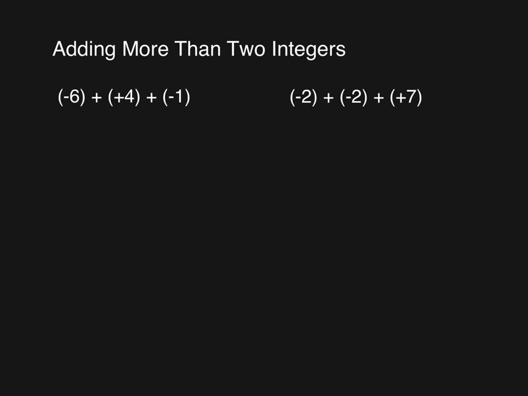Okay, and finally, we're going to be adding more than 2 integers. Now my order of operations simply tells me to go from left to right across the problems, adding and subtracting as I see. Now we're not doing any subtracting here, only adding. So I am going to add across. I've got -6 plus +4. I'm going to ignore this part of my problem for now and do these.